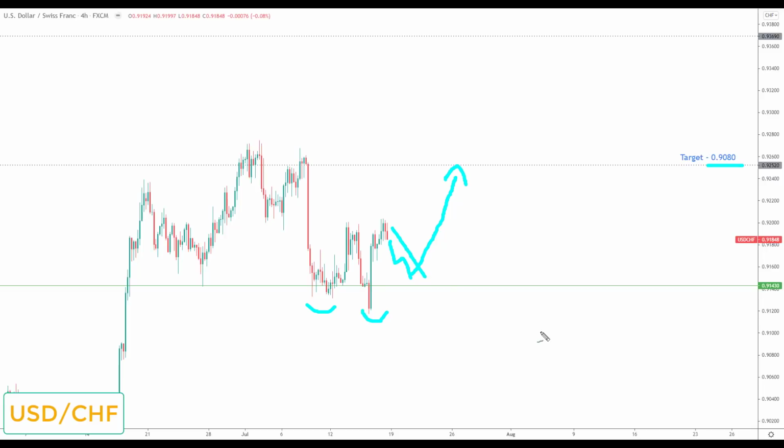I would prefer Euro dollar, Aussie dollar, New Zealand dollar, US dollar CAD. But it also feeds into what we're going to be looking at in a minute, which is the Swiss franc pairs, which I like once again going into next week. So just bear that in mind. I think the other dollar pairs we've looked at are better than US dollar Swiss franc next week.